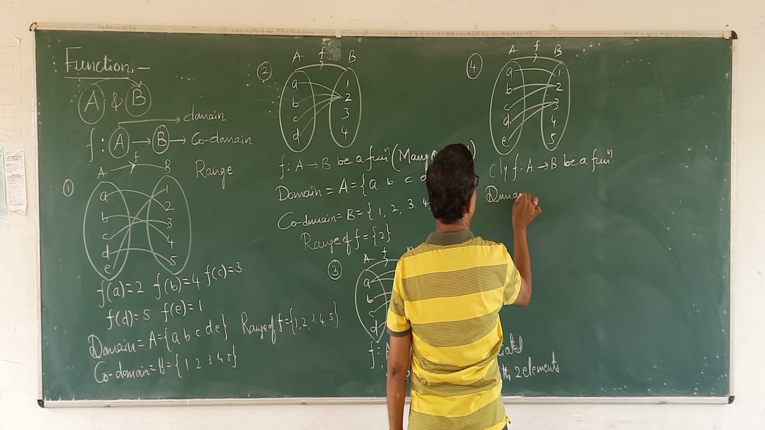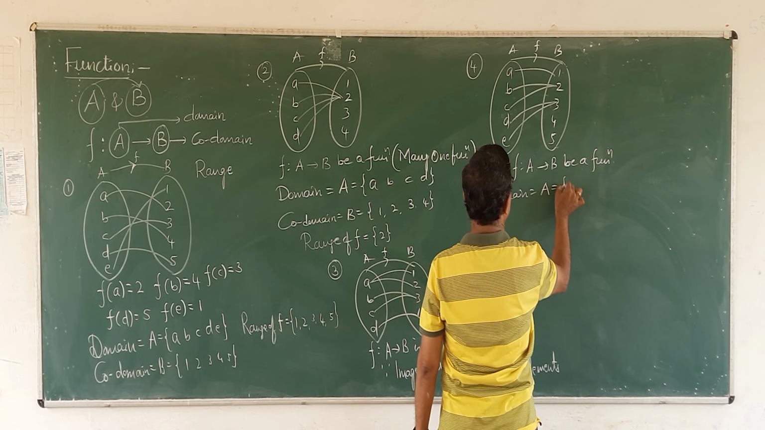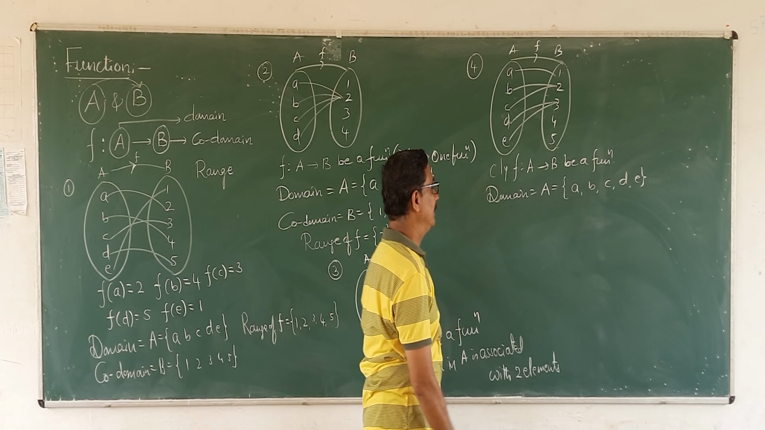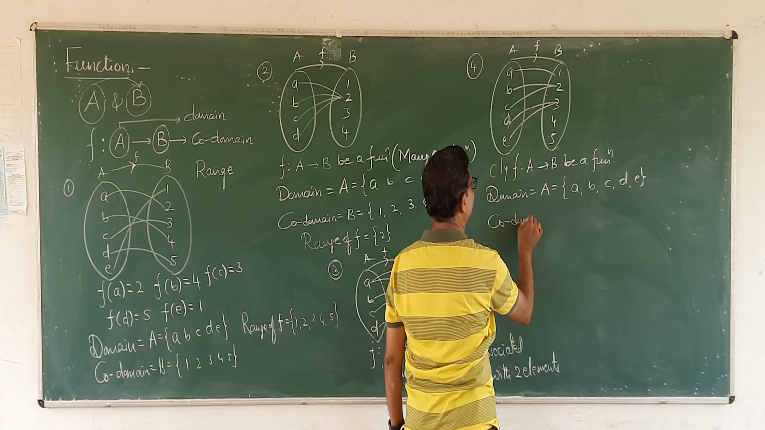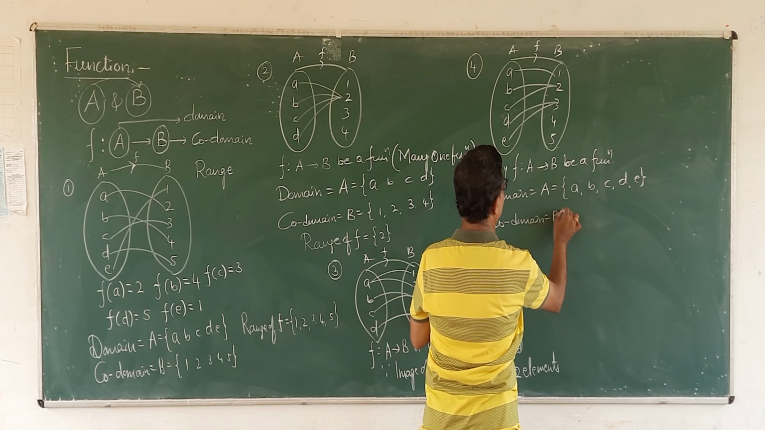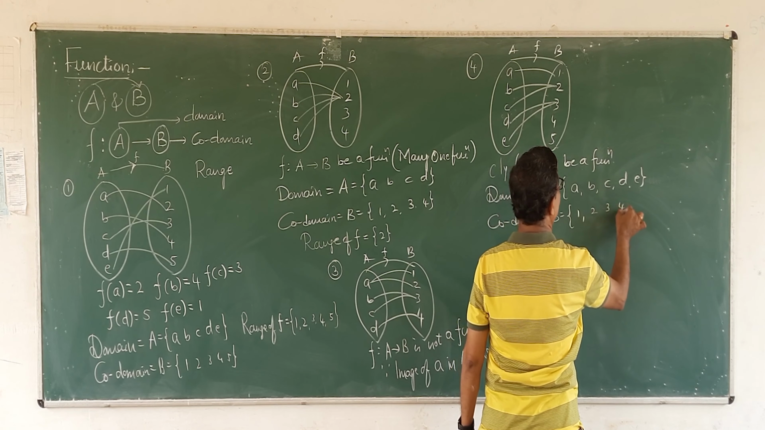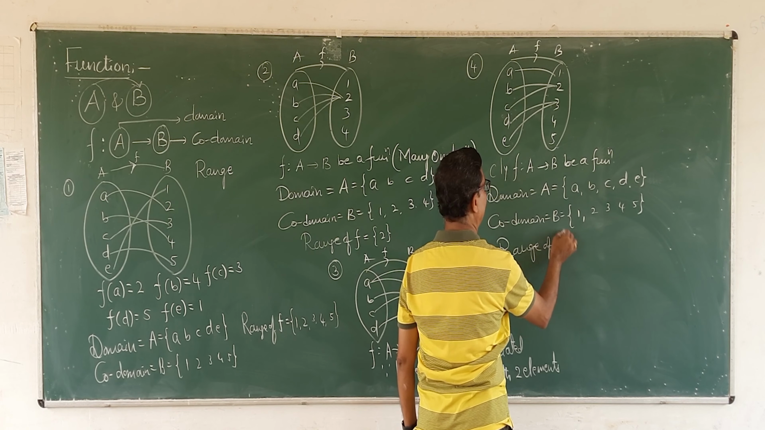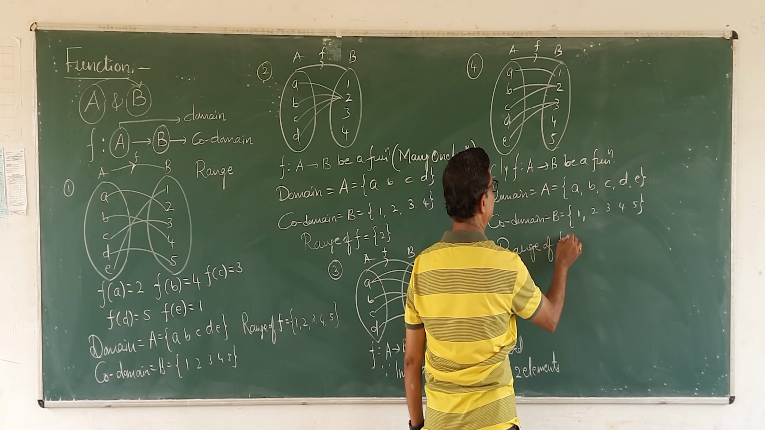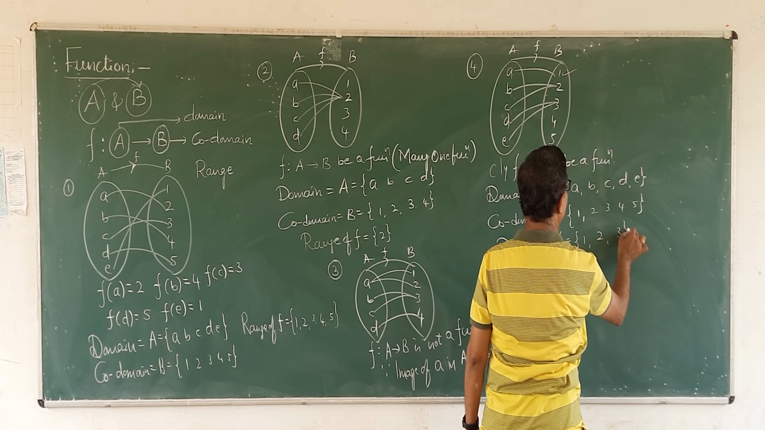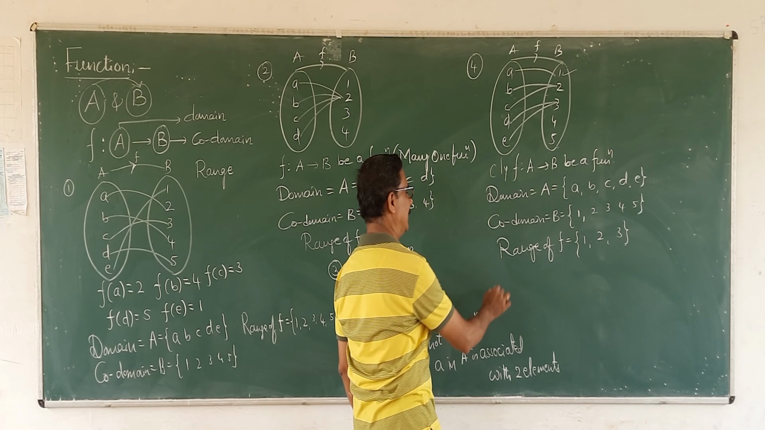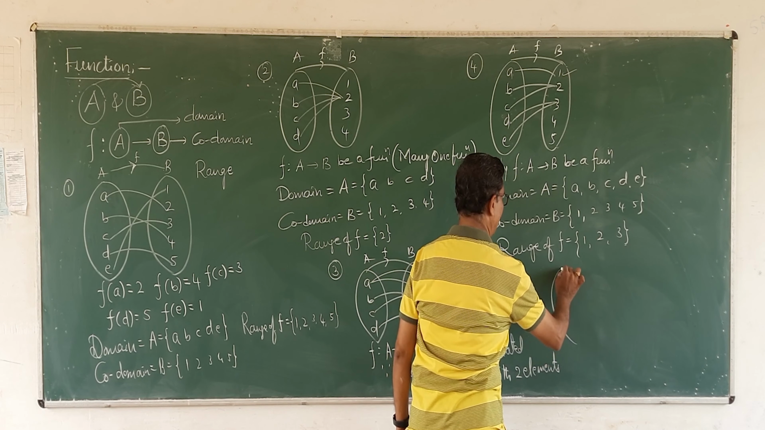What is the domain? Domain is set A. Set A contains 5 elements A, B, C, D, E. Right? What is the codomain? Codomain is equal to set B. Set B contains 5 elements 1, 2, 3, 4, 5. What is the range? See which images exist. What is the range of F? Which elements are touched? Image 1 is there, image 2 is there, image 3 is there. So 1, 2, 3. This is the range. Here it is a function. Clear students? Another example. Is it a function or not?